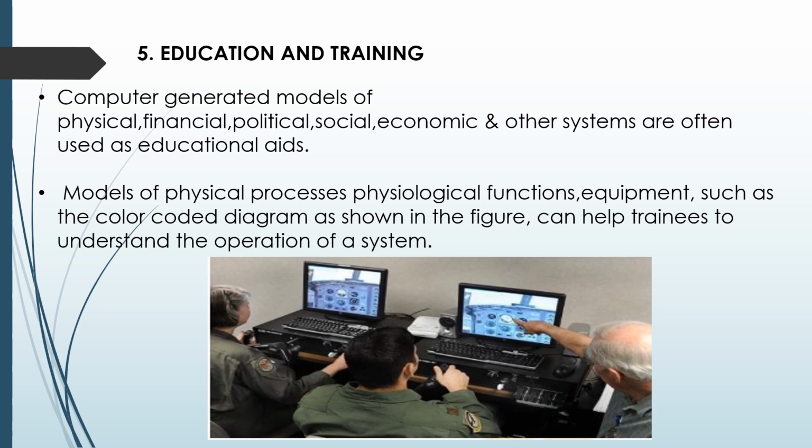Next, education and training. Computer-generated models of physical, financial, political, social, economic, and other systems are often used as educational aids. Models of physical processes, psychological functions, and equipment, such as the color-coded diagram shown in the figure, can help trainees understand the operation of a system. For some training applications, special hardware systems are designed. Examples of such specialized systems are the simulators for practice sessions of aircraft pilots and air traffic control personnel. Some simulators have no video screens, for example, a flight simulator with only a control panel for instrument flying.